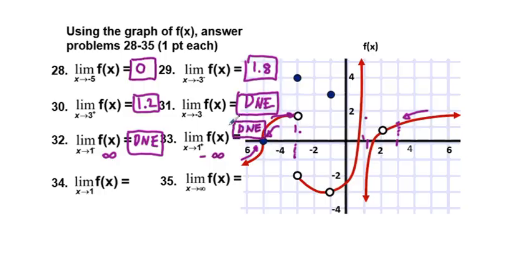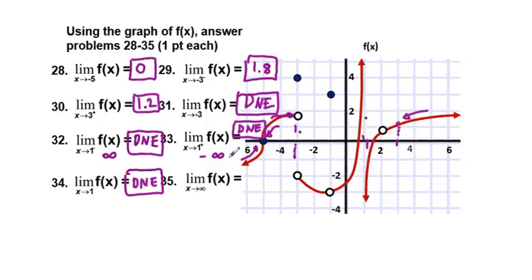Problem 34. We have the limit as x approaches 1 of f of x. Well, the limit from the left side, which is negative infinity, does not equal the limit from the right side, which is infinity. And even if they were the same, it still would not be an existing limit. So our limit does not exist. If one or both of those things does not exist from the left side or from the right side, that blows the whole limit altogether.